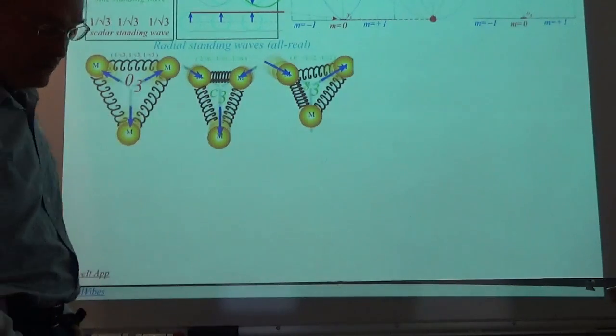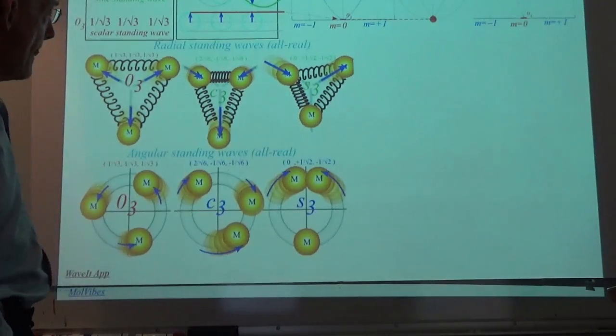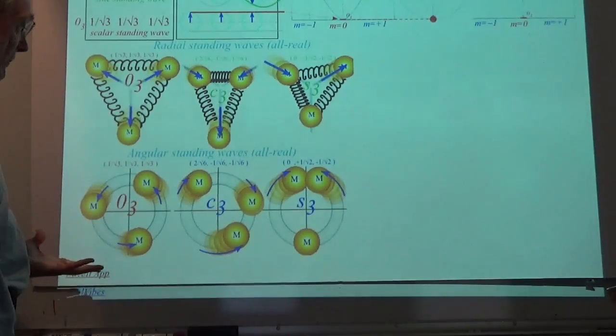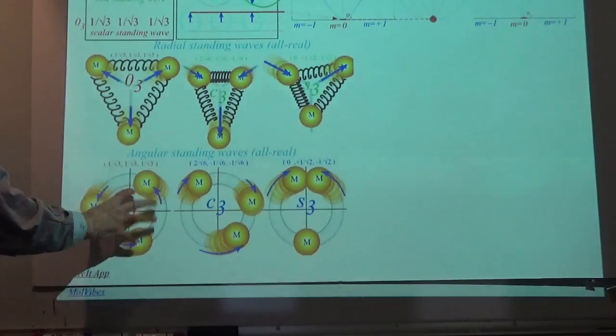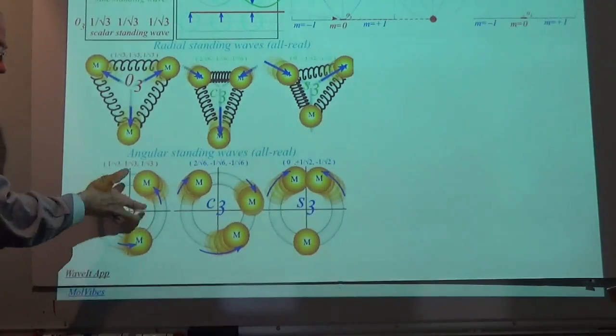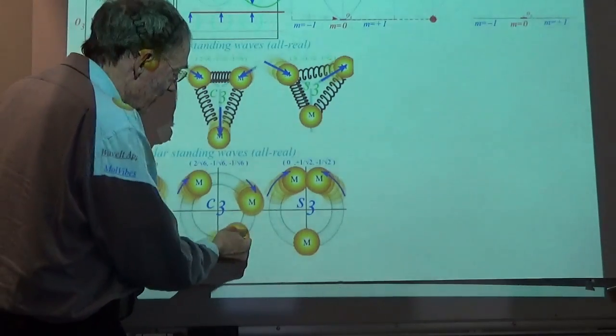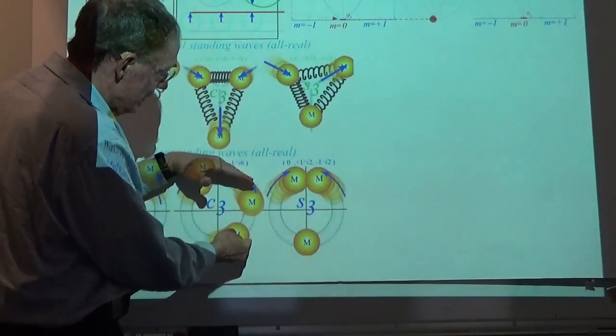So those are the radial standing waves. Here are the angular standing waves if we were doing that problem. This thing would be just rotating, or librating, as they say. This one right here would be going twice as far this way, while the other 2 went into it.